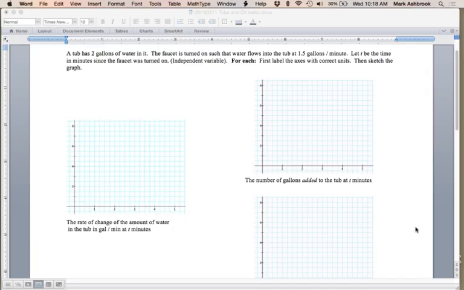So the rate of change is steady at 1.5. That means at 1 minute the rate of change is 1.5. At 6 minutes the rate of change is 1.5.